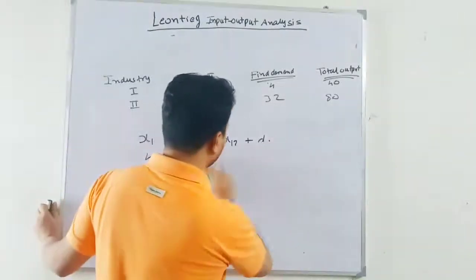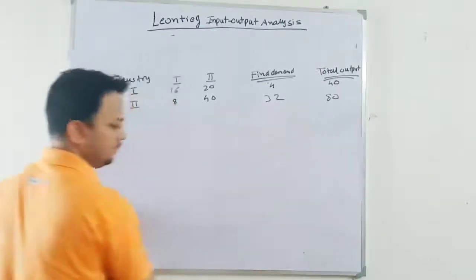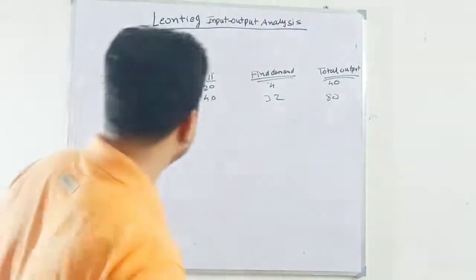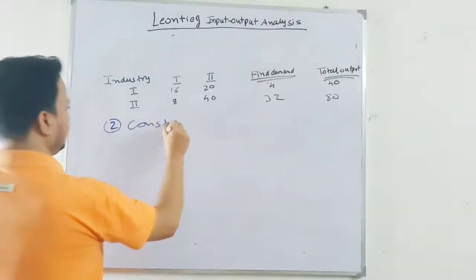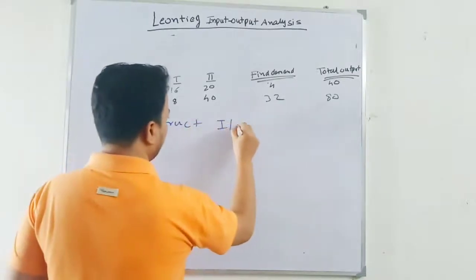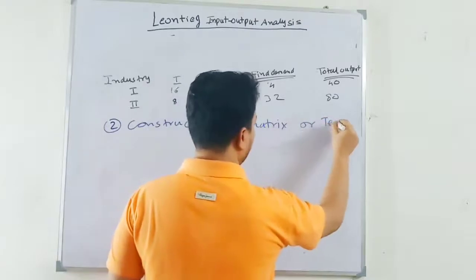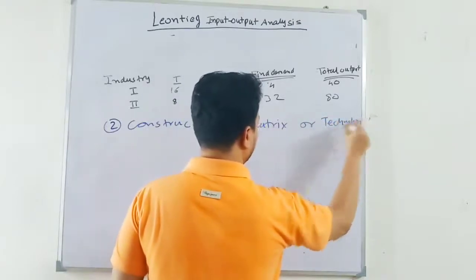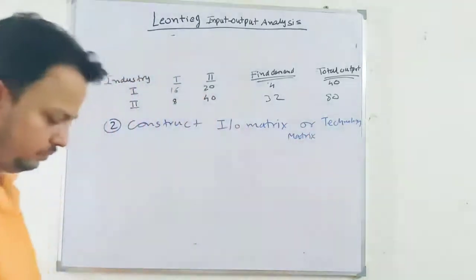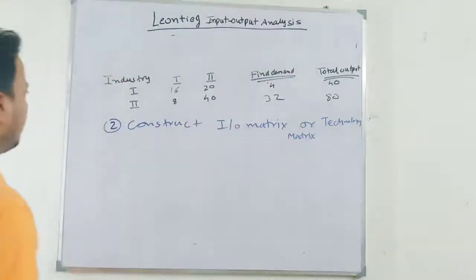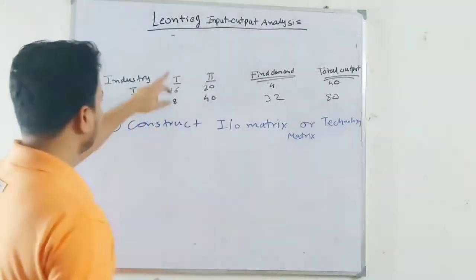Now, the second question is to construct the technology matrix from this one. Construct the input output matrix. This is also called the input output matrix or technology matrix. Okay. Technology matrix from this one. Okay. Now, so this you have. I have to construct the technology matrix. So I have to look at this part.